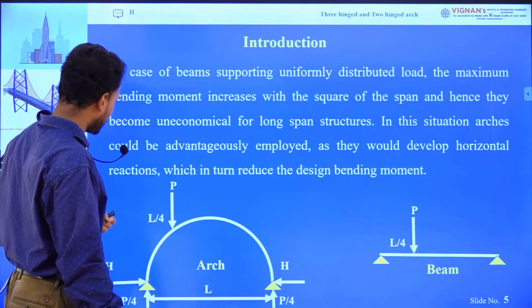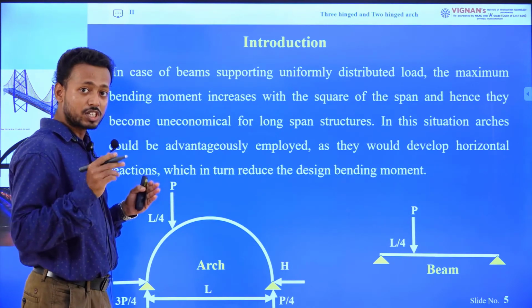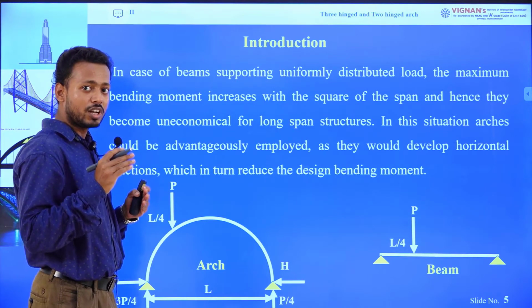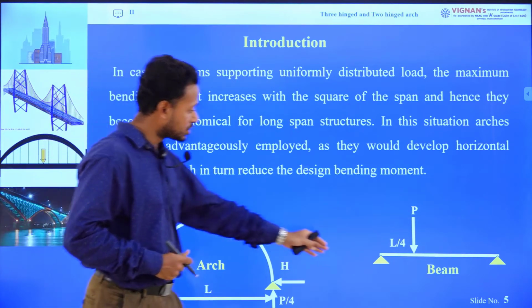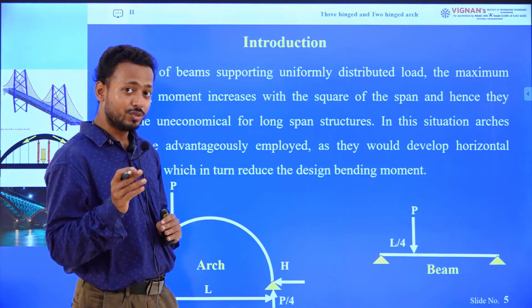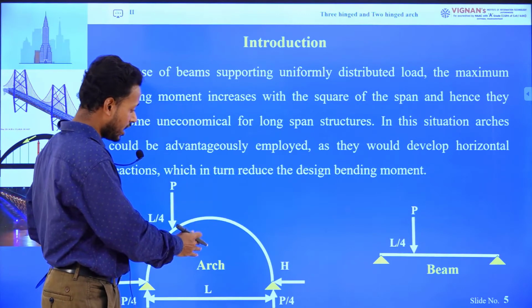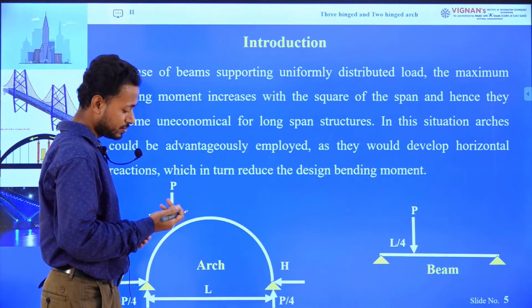An arch structure is a curved girder subjected to a significant amount of horizontal thrust, and a beam structure is a straight girder not subjected to horizontal thrust. This is the main difference between an arch structure and a beam structure.